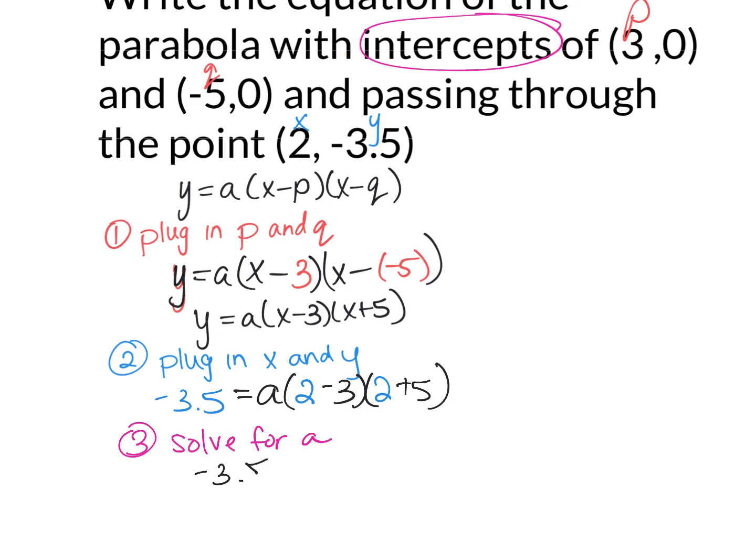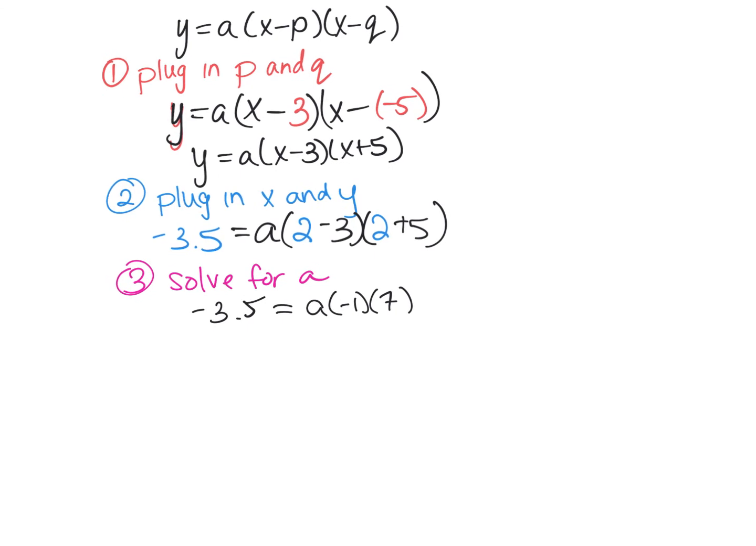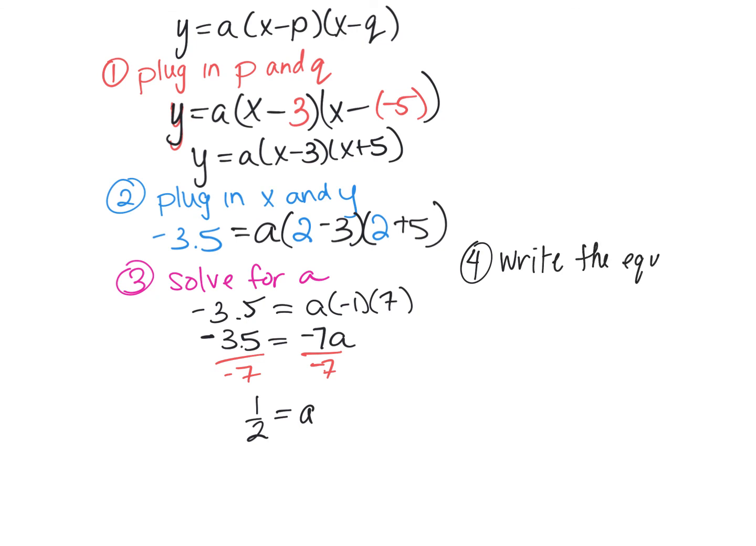So I get -3.5 = a times -1 times 7. -3.5 = -7a. Divide by -7. And a = positive 1/2. Step 4 is to write the equation. y = 1/2(x - 3)(x + 5), remembering to leave x and y as variables.